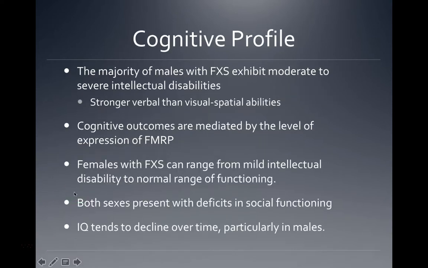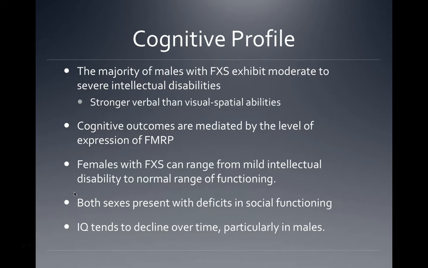So when we're looking at the cognitive profile, the majority of males with Fragile X syndrome exhibit moderate to severe intellectual disabilities, and in general have stronger verbal rather than visual spatial abilities. Visual spatial is understanding, again, more abstract thinking, those types of things. So they have stronger verbal abilities, which is great.